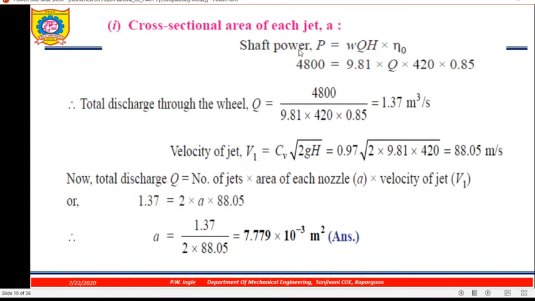Now again shaft power is given. So what is overall efficiency? Shaft power upon w into Q into H. So you will get Q. So Q is 1.37 meter cube per second. You should take care of the unit. Velocity of jet is 8.05 by putting the values in the formula Cv under root 2gH. Total discharge is number of jets into area of each nozzle into velocity of jets. So number of jets are 2, so you are getting the area.